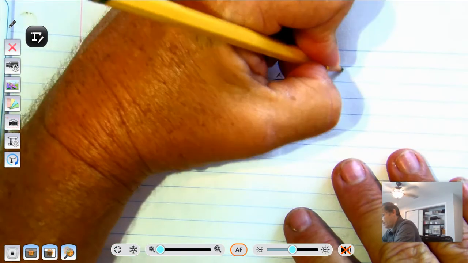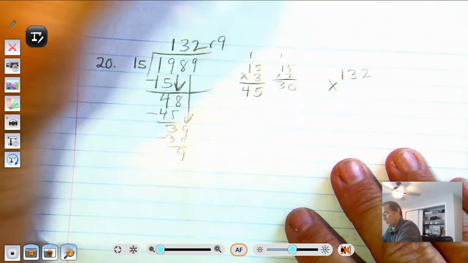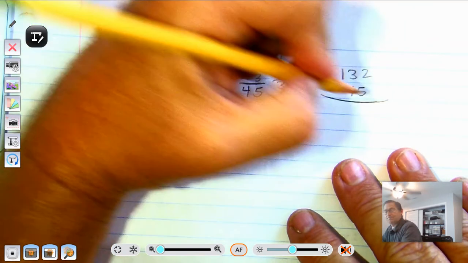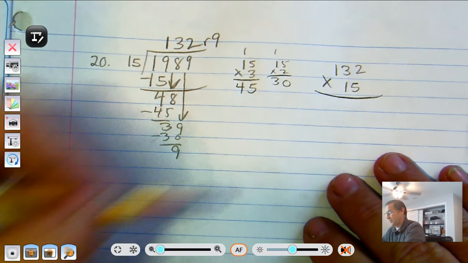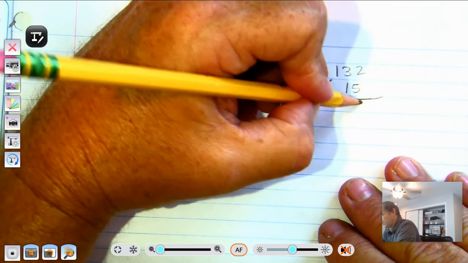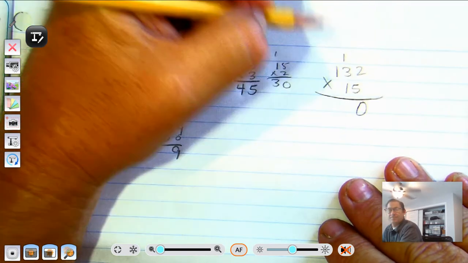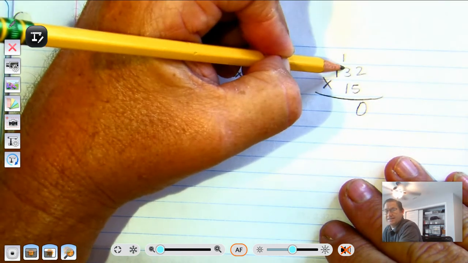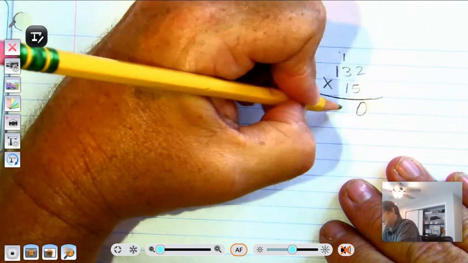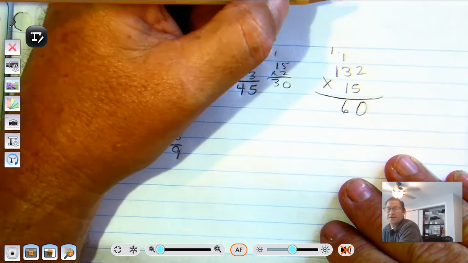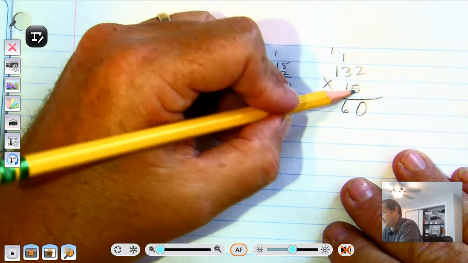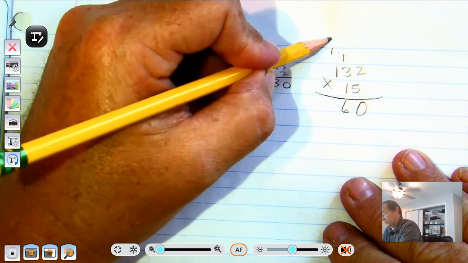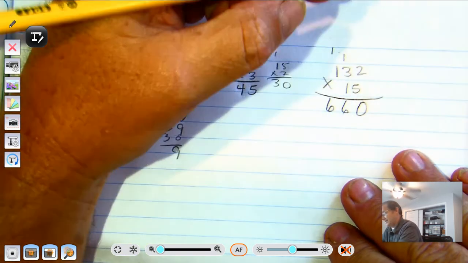We can check that. Multiply the quotient by the divisor and add any remainder. 5 times 132. 5 times 2 is 10. Regroup as 1 ten and 0 ones. 5 times 3 tens is 15 tens. Plus the regrouped 10, 16 tens. Regroup that as 100 and 6 tens. 5 times 100 is 5. Plus the regrouped 100 is 6.